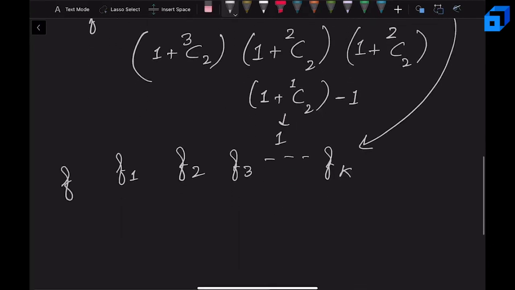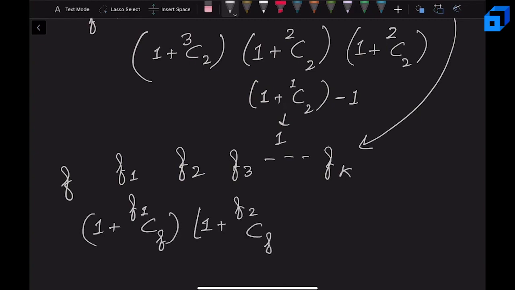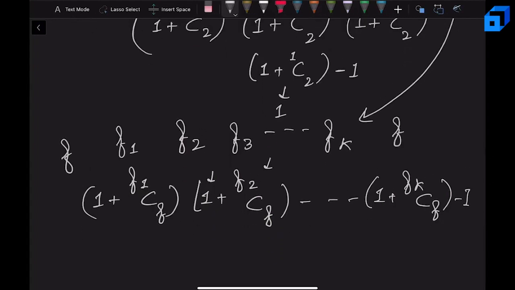So let's actually fix f. All the elements will have frequency f, and we know that the number of such subsequences will be (1 plus f1 Cf) into (1 plus f2 Cf). That means that we can either ignore this element, and there is only one way to ignore it, or we can select f elements, which will be f2 Cf, and so on up till (1 plus fk Cf), and we will subtract 1 here as well. So this gives the total number of subsequences for any f, and we will do that for all f from 1 to fk, because after that we cannot have f as fk plus 1 because the maximum frequency is fk. And we will simply add this value.